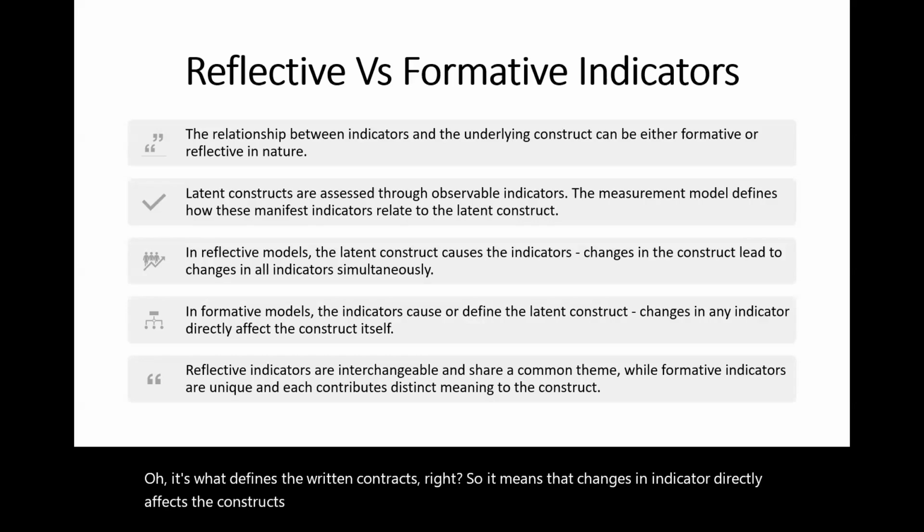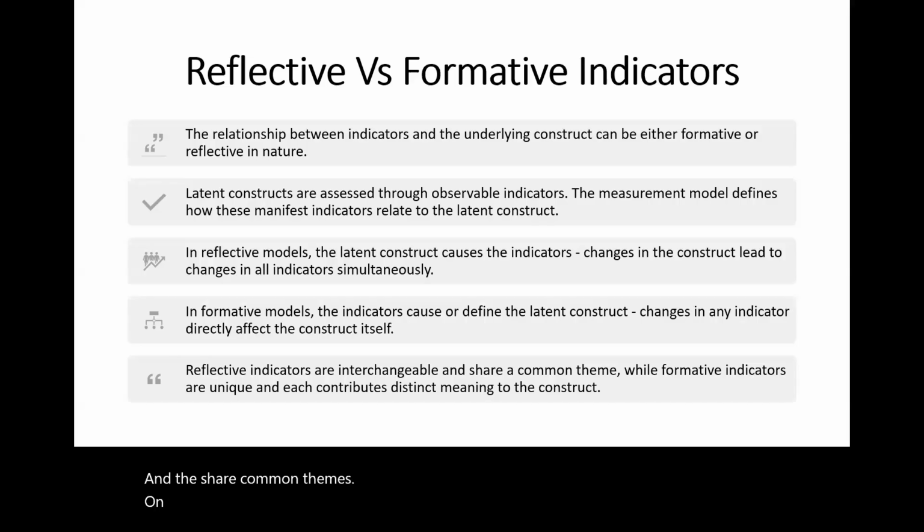So reflective indicators are interchangeable and they share common themes. On the other hand, formative indicators are unique, they are distinct, and each contributes distinctively to the meaning of the whole construct, all right?